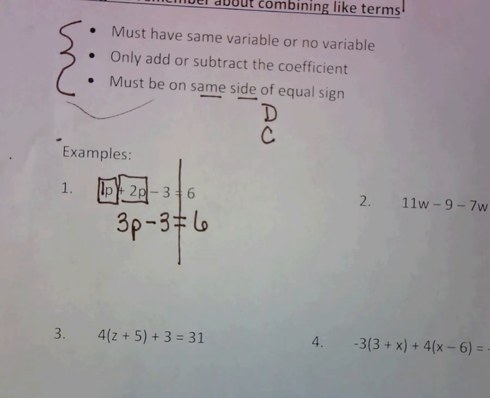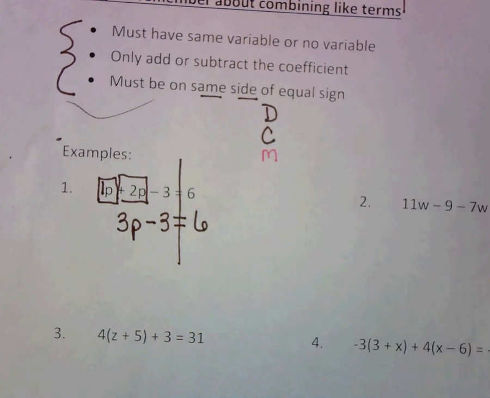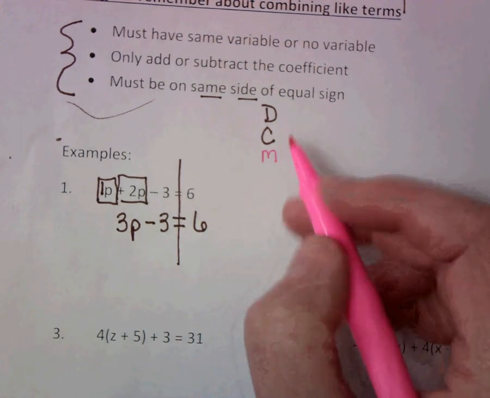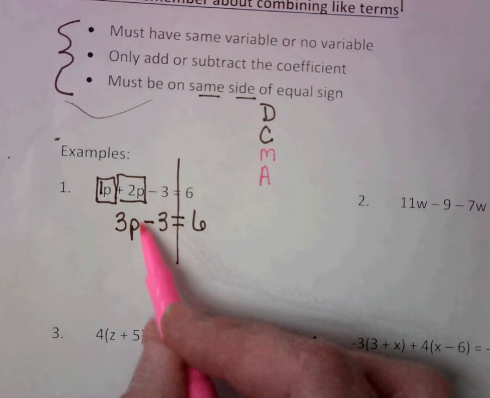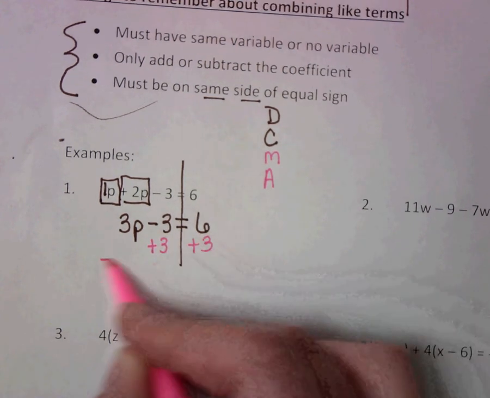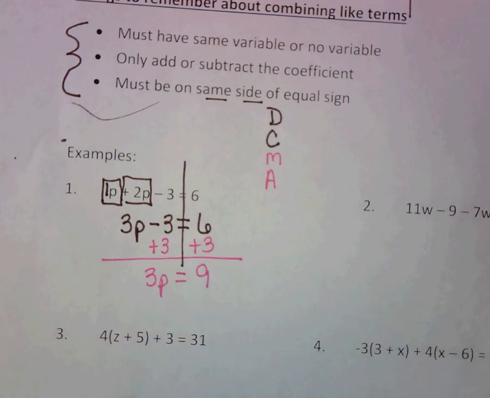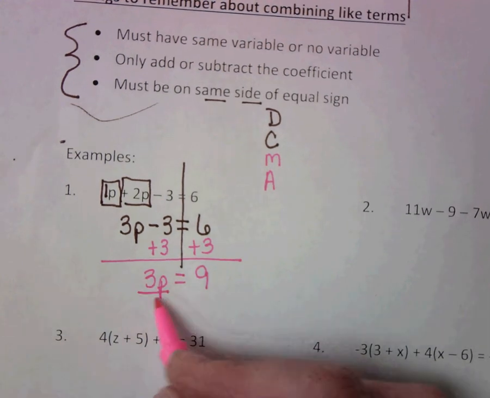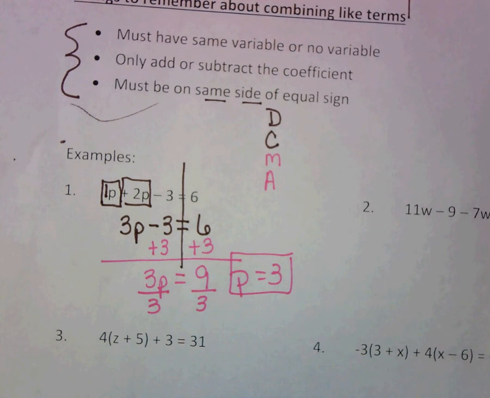So now we're just ready to solve. We distributed, we combined like terms. We don't need to move variables to the same side. Don't call me after. Now we add or subtract. So we're going to cancel out our constant by adding 3. That gives me 3p equals 9. And now we divide by 3. And we get p equals 3. So the only step we're really adding in right now is that combining like terms step.